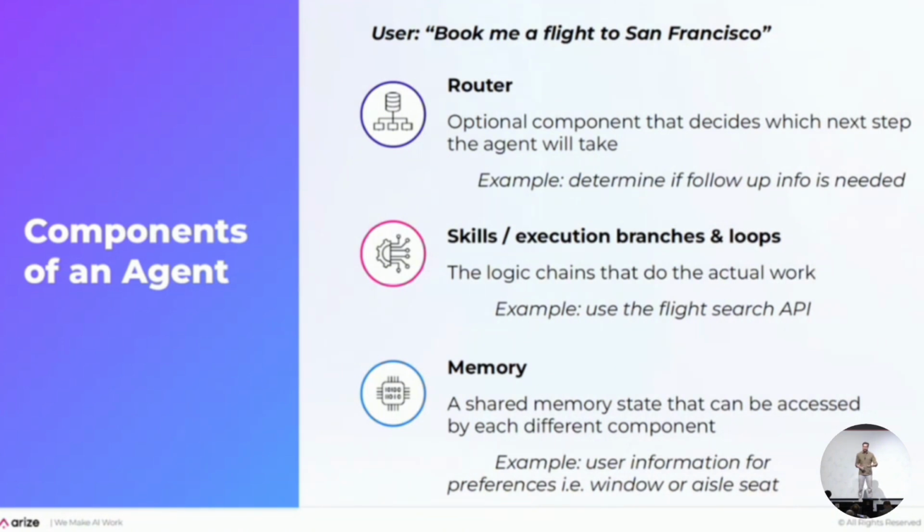And then beyond the router, you'll also have skills that the agent can execute. And so those are what actually does things for the agent. There are API calls, there are other LLM calls, there are RAG pipelines, all kinds of different things that actually complete the task the agent needs to do. And then finally, you also have memory, which is tracking the state of the agent as you go through.